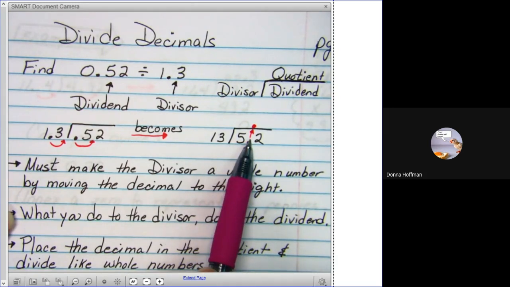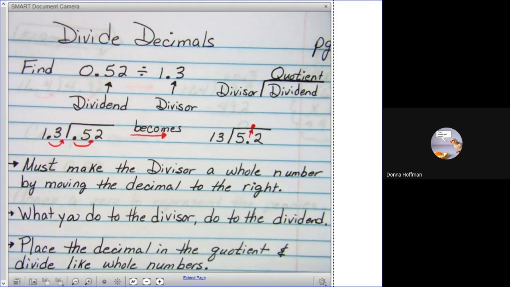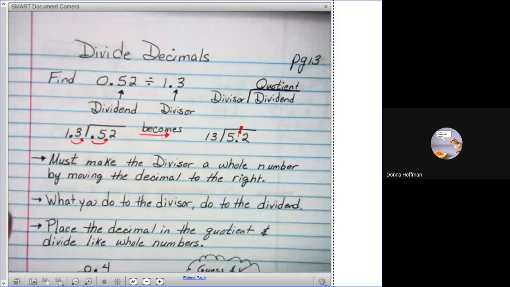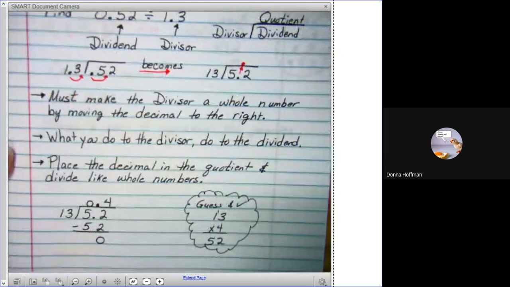And then the last thing you've got to do is place that decimal up in the quotient, and then you can totally forget about the decimal and divide like whole numbers. And I just wrote the rules. You might want to pause the video to write the notes.